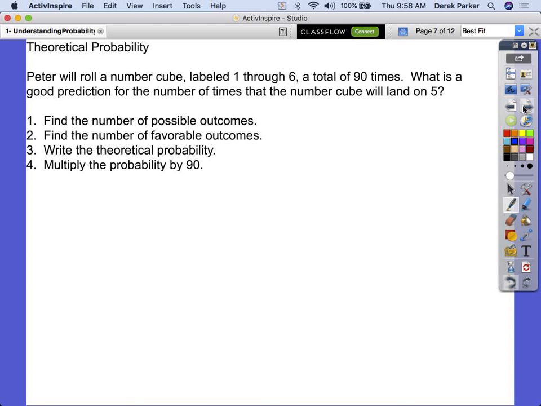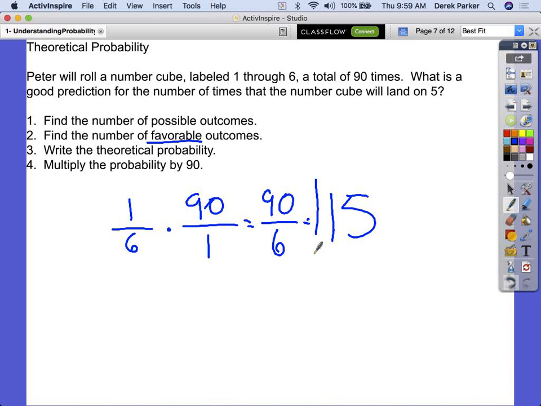Now, first step, possible outcomes, 6. Next step, find the number of favorable outcomes. In this case, there's only one 5, so 1/6. That's our theoretical probability. Now, if we did that 90 times, what will we get? So we multiply this by 90. 90 over 6. In theory, so yes, it is a theoretical probability. The 90 times threw me off. In theory, 90 divided by 6, you do this 90 times, you should land on that number 15 times.